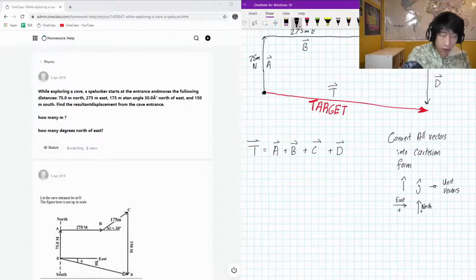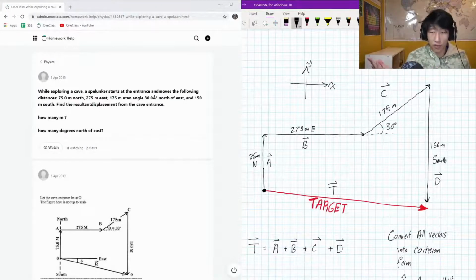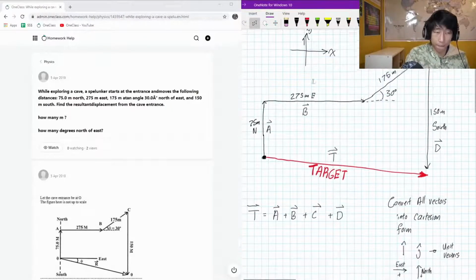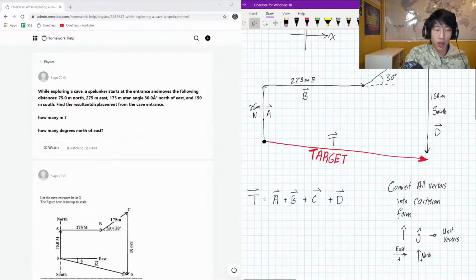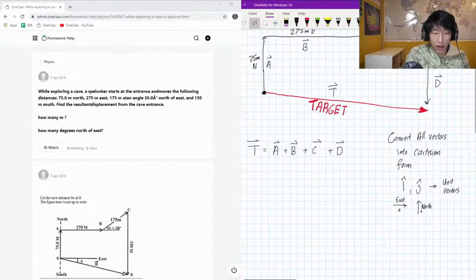Instead of using north, east, south, and west, maybe you might be more familiar with a Cartesian system of x and y. We still have two perpendicular directions, but it's just a different way of representing them. So just imagine east and north like this, and how we're going to make these vectors with i and j components in Cartesian form is actually fairly straightforward. Let's take a look at our first step, which is A. A is just 75 meters to the north. It does not have any east-west movement, so it's purely going to be a j vector.